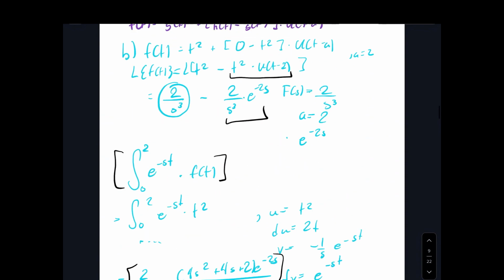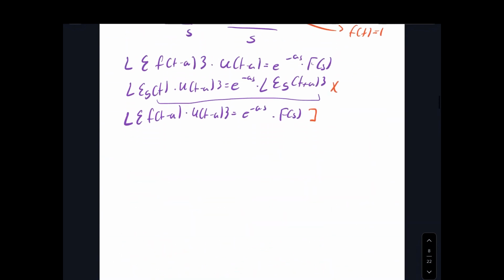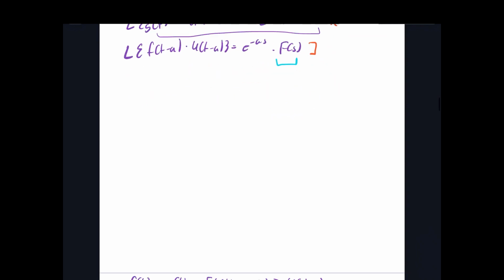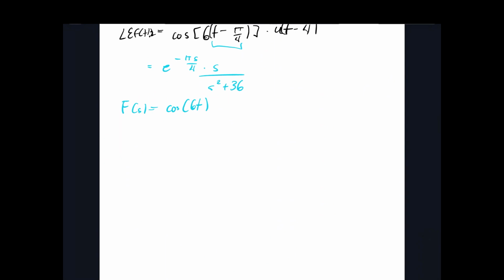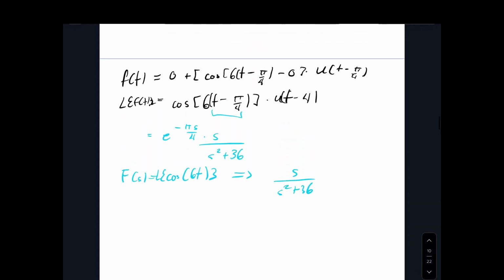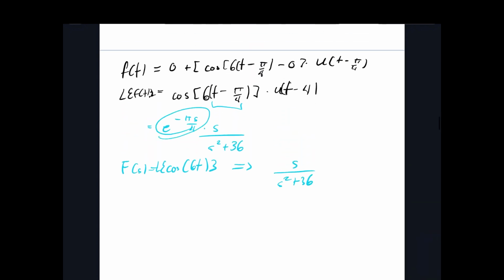I don't know what more there really is to explain though. You know that your F(s) is just your regular F(s). So I'm taking literally the inverse, I'm taking the Laplace of this, which I know I'm going to get s over s squared plus 36. Nothing changes here. The transform is only being applied with the e to the negative as, so to say.